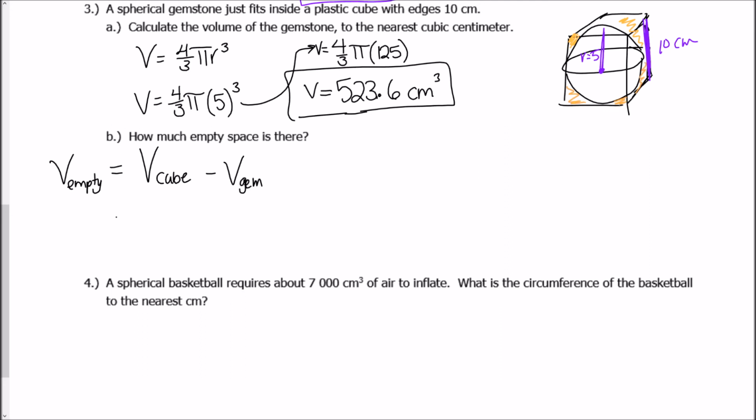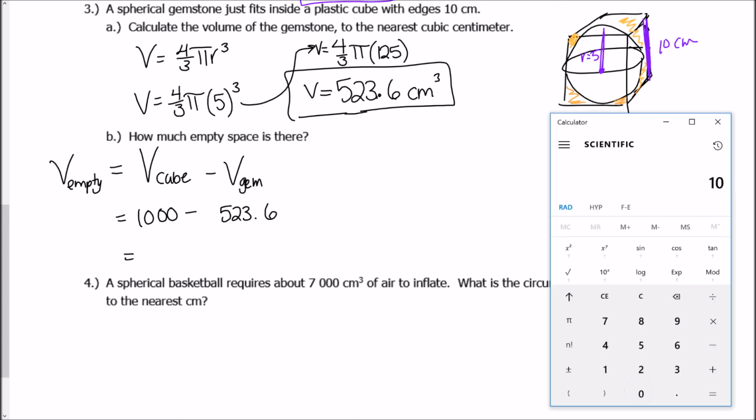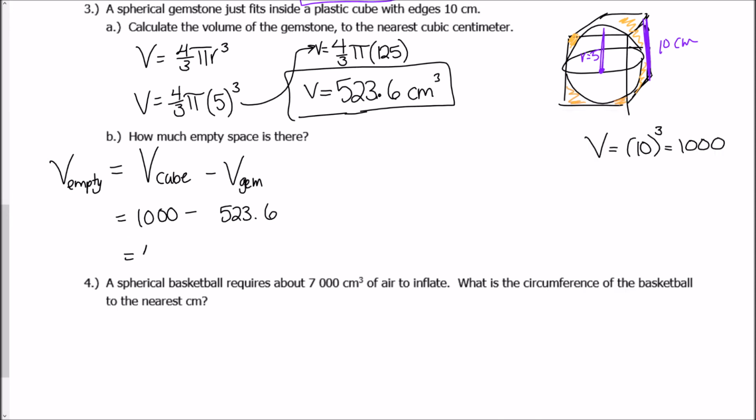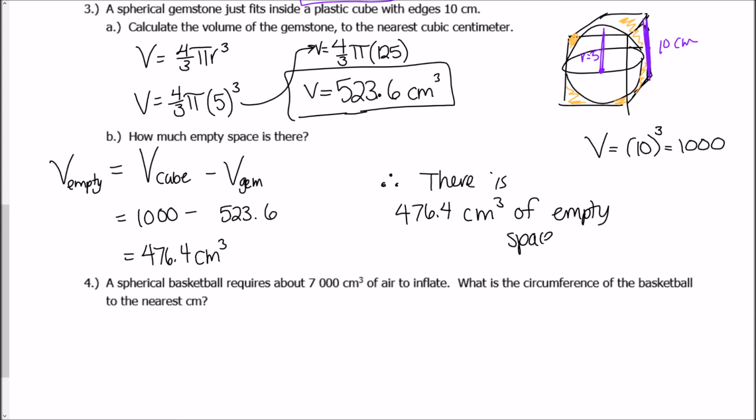Okay, so to find the volume of the cube, I know that the volume of any cube is always going to be length times width times height, or 10 times 10 times 10, because all the sides are the same. So I'm going to do 10 cubed, which is 1,000. So the volume is 1,000 minus the volume of the gemstone, 523.6, and when I subtract them, I end up getting 476.4 cubic centimeters. So we're going to say, therefore, there is 476.4 cubic centimeters of empty space in the box.